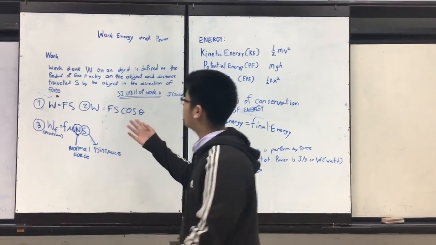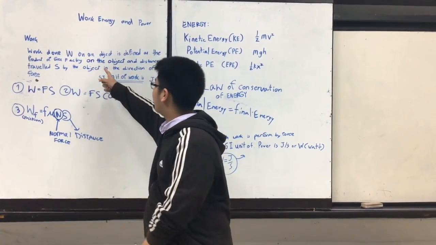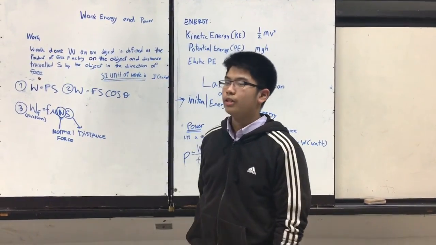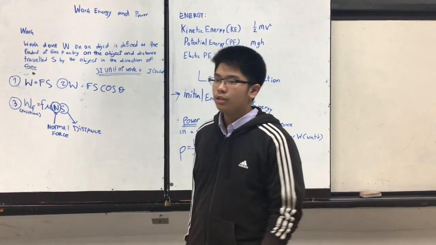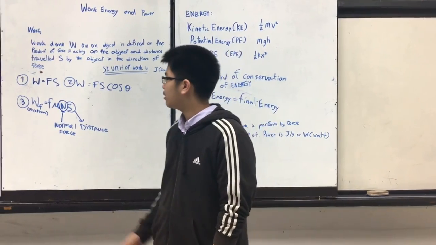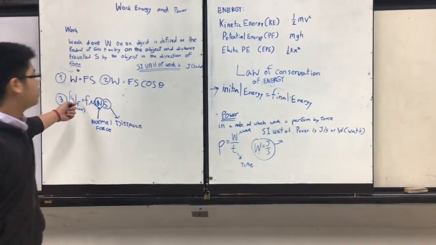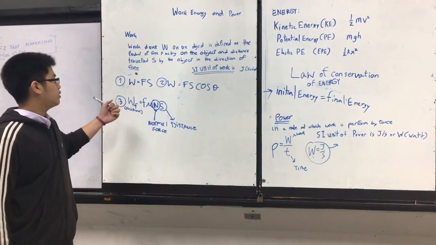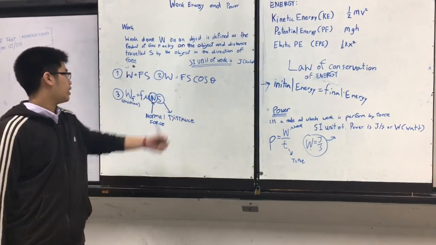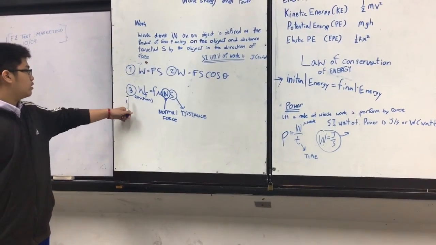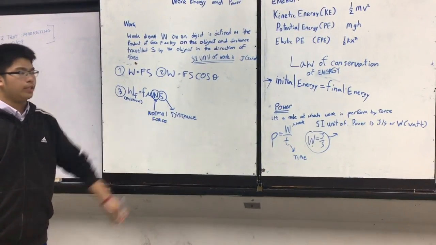Work done W on an object is defined as the product of force F acting on the object and distance traveled S by the object in the direction of the force. So work has three formulas. The first one is W equals Fs. Number 2, W equals Fs cos theta. Number 3, W friction equals mu times normal force times distance.